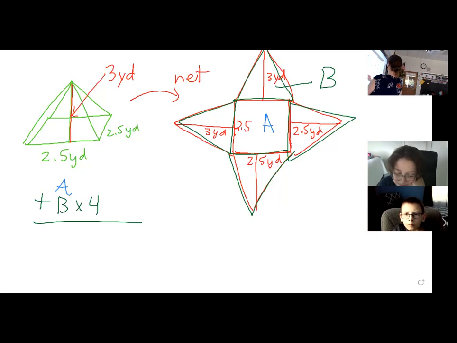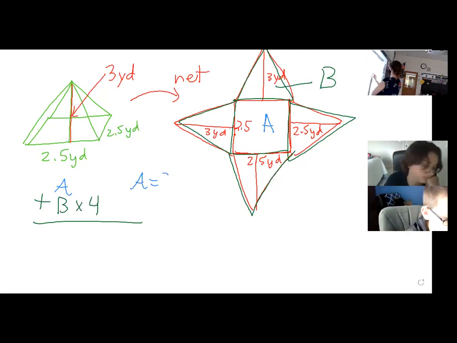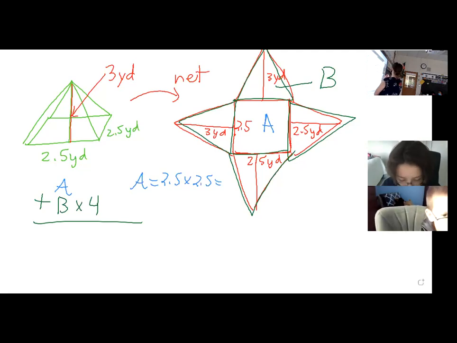What area formula do I need to calculate the area of the square? What area formula for a square? Length times width, right? So what is the length times the width for section A? What's the length? What's the width? 2.5 times 2.5. And what does that get us? I said times, not add, right? 6.25.